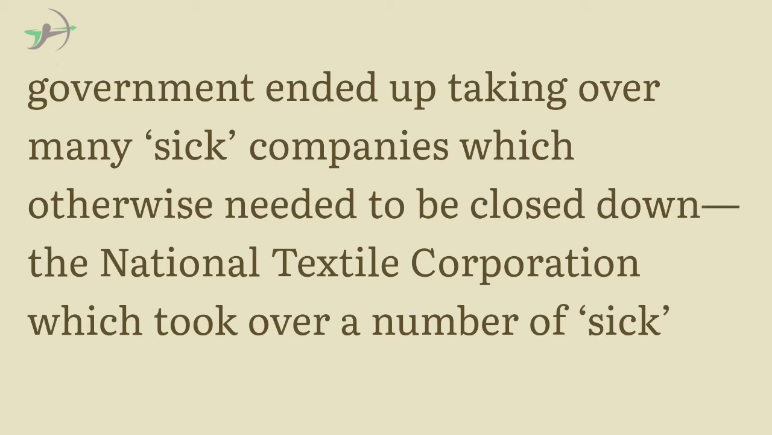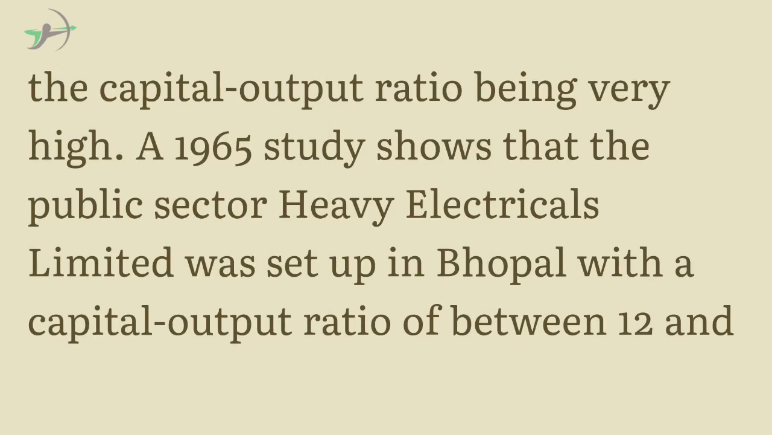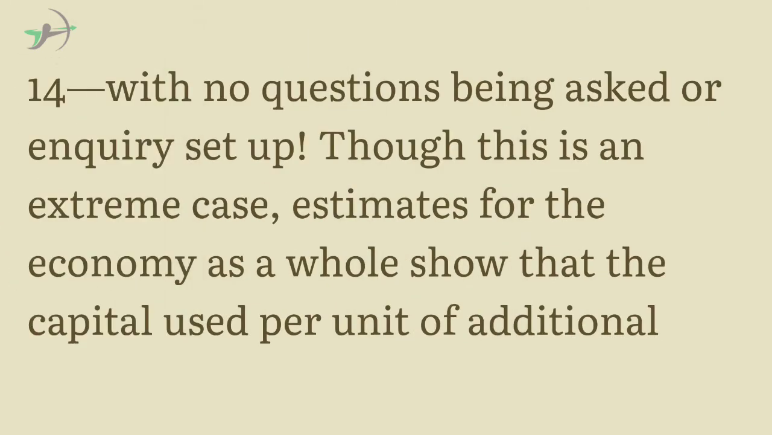The government ended up taking over many companies which otherwise needed to be closed down. The National Textile Corporation, which took over a number of textile mills, became a major contributor to the total losses incurred by the public sector. All this led to the investment efficiency in India being very low, or the capital output ratio being very high. A 1965 study shows that the public sector Heavy Electricals Limited was set up in Bhopal with a capital output ratio of between 12 and 14, with no questions being asked or inquiry set up.